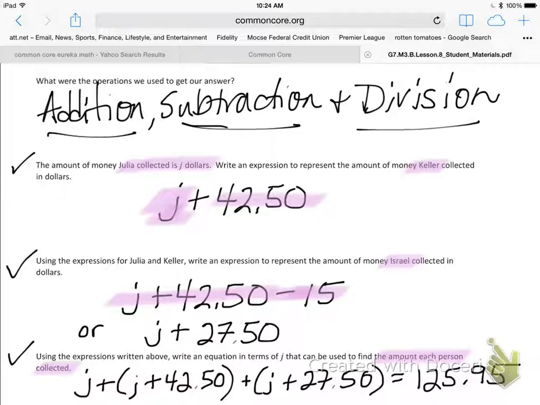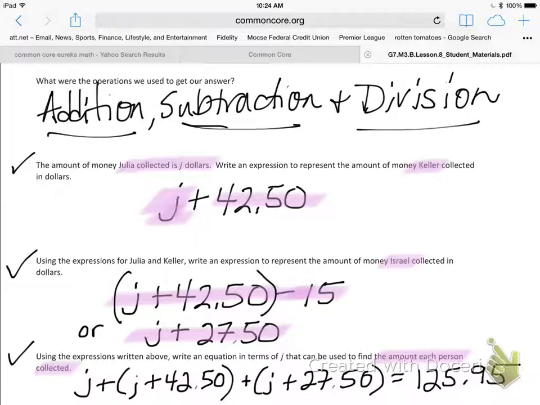Okay, so actually if we look at Keller, this is Keller right here, and then you subtract away 15, and that becomes what Israel did. Now you can simplify that, of course, by simply doing the J plus 27.50, which just takes into account the subtraction of the 15 from the 42.50, right? The final one says, using the expressions written above, write an equation in terms of J that can be used to find the amount each person collected.